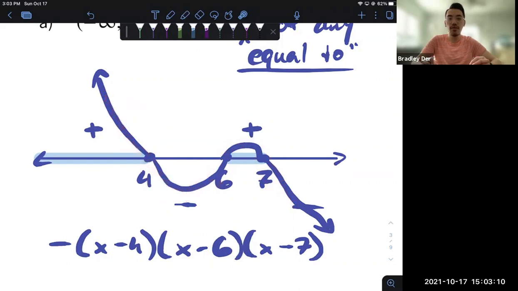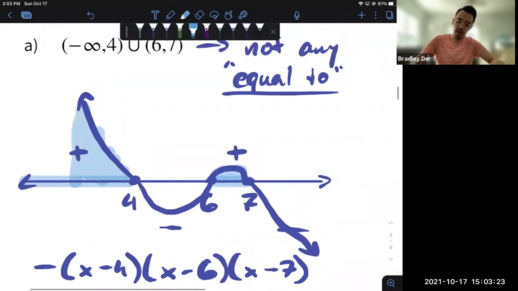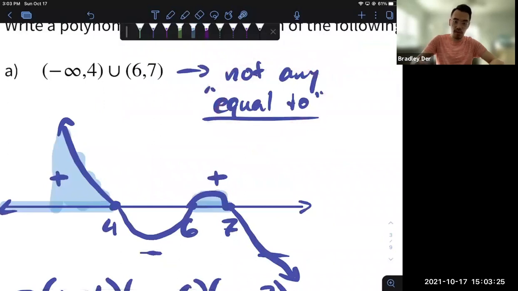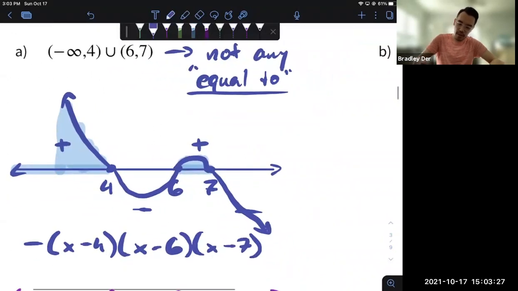We are not done because we do need to write an inequality, and we haven't done that yet. So if this is what we're after, and we said that the positive sections are for our solutions, right, the fact that I don't want any equal tos in here, the last part that we need is just to say that this polynomial is going to be greater than 0, right, strictly greater than 0.